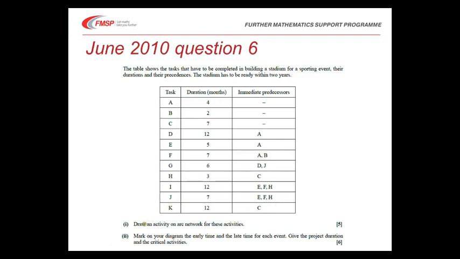To begin with, you're asked to draw an activity on node network for these activities for 5 marks, and then on that diagram mark the early and late time for each event and give the project duration and the critical activities for 6 marks. This is fairly standard in terms of what's expected with critical path analysis.